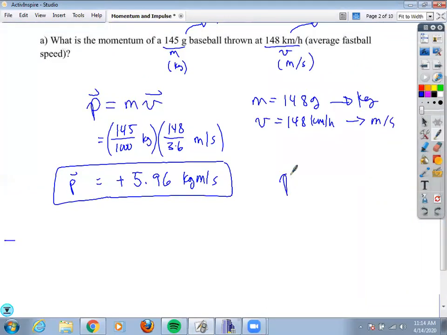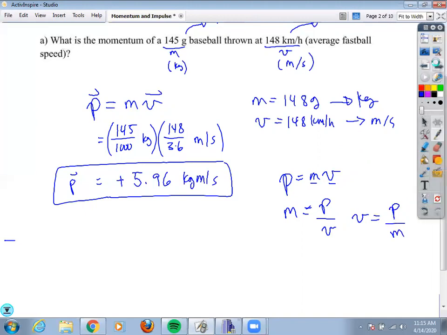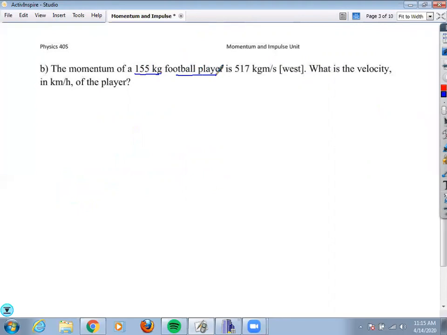Now clearly, p equals mv, we could isolate any variable. m would be momentum divided by velocity, and velocity would be momentum divided by mass. So here in part B, we're solving for the velocity. We have the momentum of a 155 kilogram football player. The momentum is 517 kilogram meters per second west. We know m, and we know momentum. What is the velocity in kilometers per hour of the player?